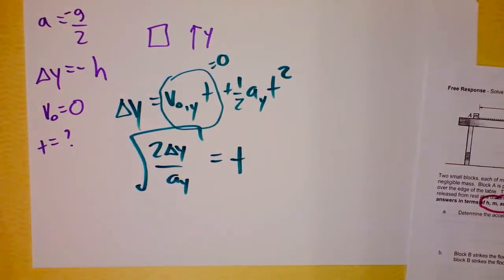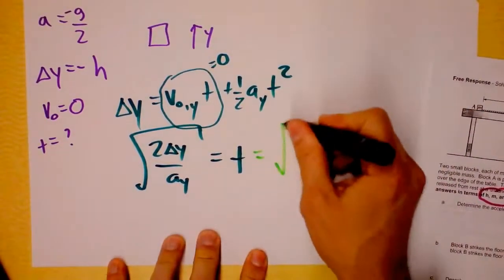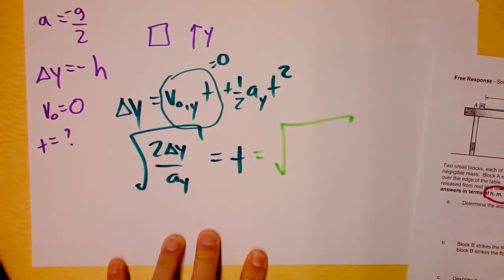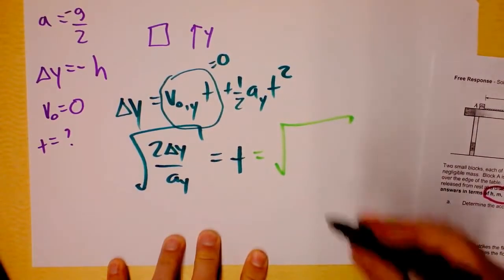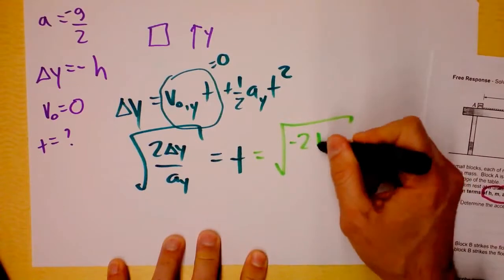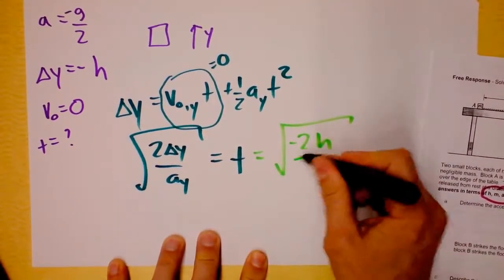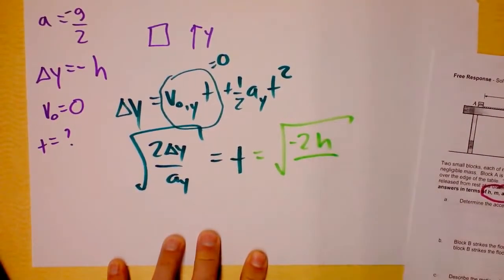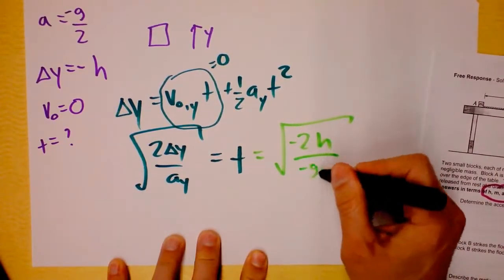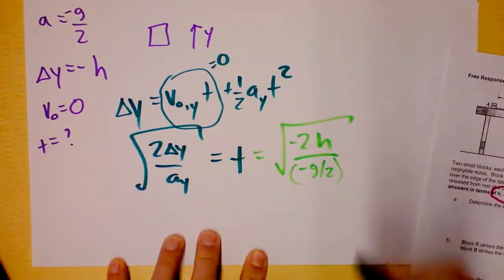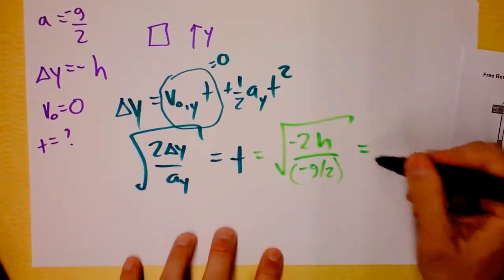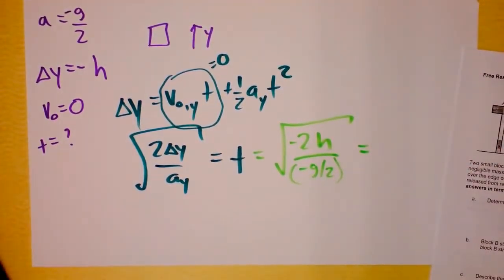Okay, time to plug in. Just plug in delta y. It's 2 times negative h, divided by negative g over 2. I have some reticence at doing this, but we can work it out. Alright, let's work it out. Just multiply by 2 over negative.